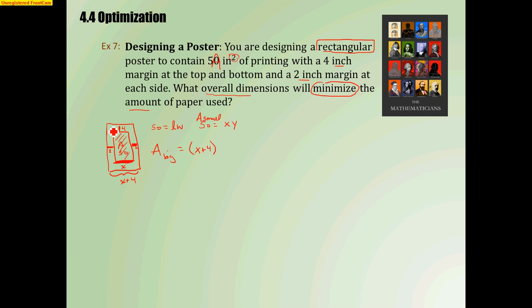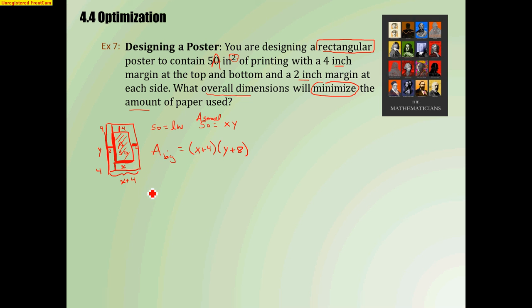Conversely, what is this side? I know this length is y. How much extra is here? So this is y, but isn't this a 4, and that's a 4, right? So I have y plus 4 plus 4, which is y plus 8. So what are the overall dimensions that will minimize? Well, I now have an area formula for the big rectangle, and I want to minimize it.